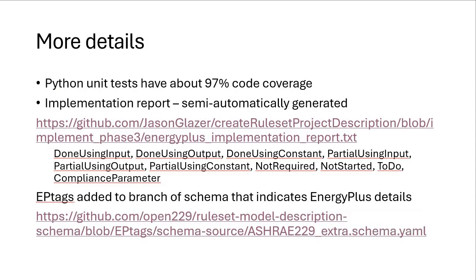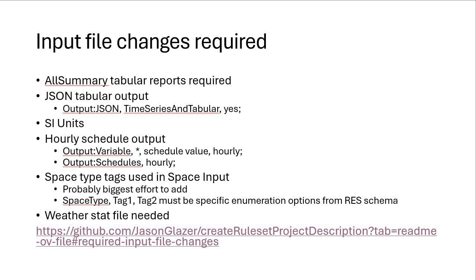So you probably already understand that there are some input file changes that need to happen. These are detailed on the repo's README file, but I think it's important to go over them again here. We are using the tabular reports, so if they're not already enabled, they need to be. We probably could figure out what subset of reports we are using, but the easiest thing is just to enable all of them using all summary or all summary monthly or all summary monthly and sizing period.